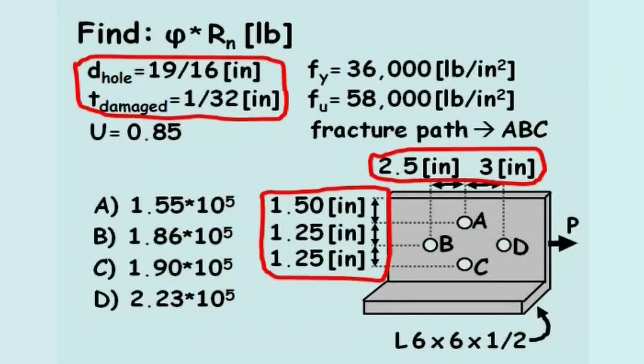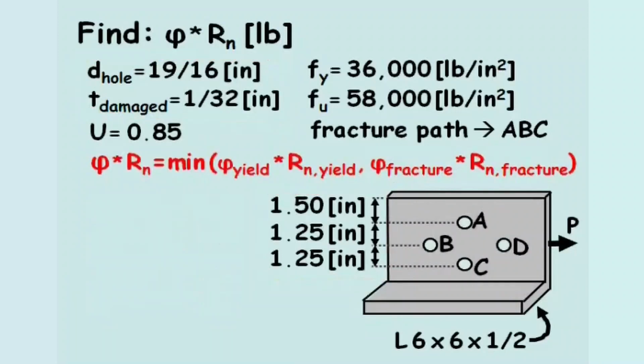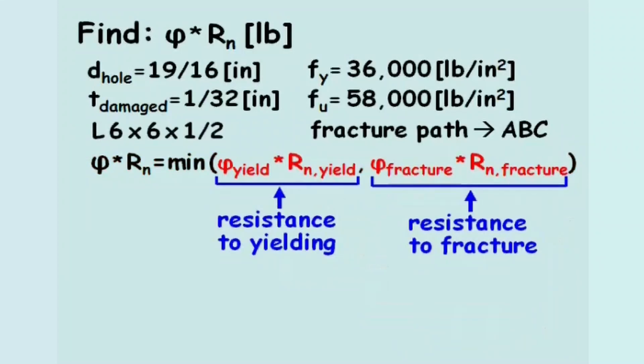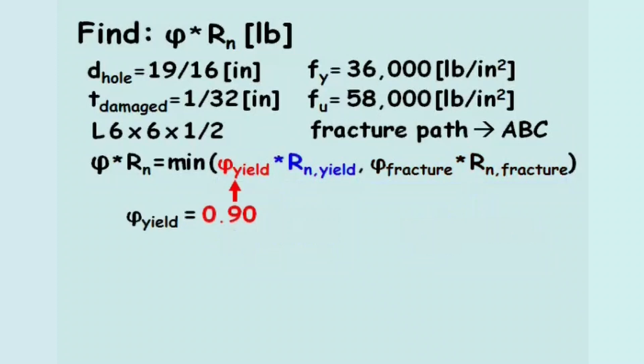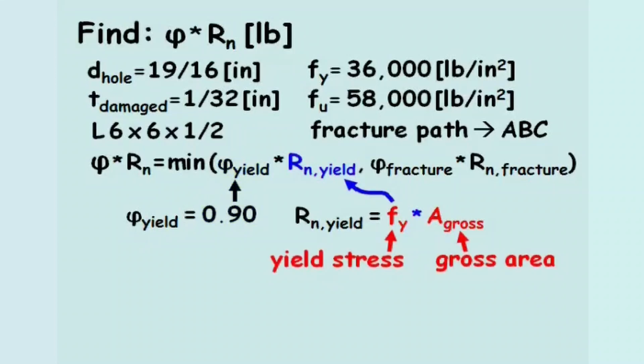The design strength of the L-beam equals the smaller of the design strength of the beam yielding and the design strength of the beam fracturing. The resistance to yielding equals the resistance factor for yield type failures, which equals 0.90, times the nominal resistance for a yield failure, which equals the yield stress, Fy, times the gross area of steel, A gross.